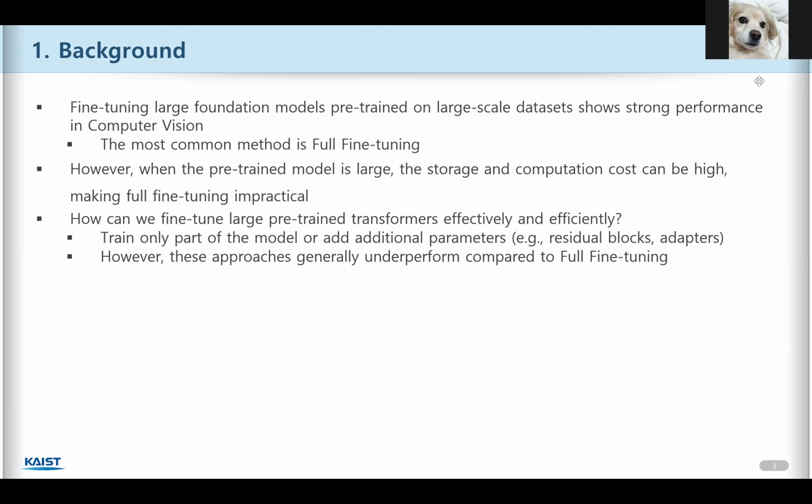One approach is to only train a small portion of the model, such as the classification head or bias terms. Another approach is to add trainable components like residual blocks or adapters. However, these approaches generally result in worse performance compared to full fine-tuning.